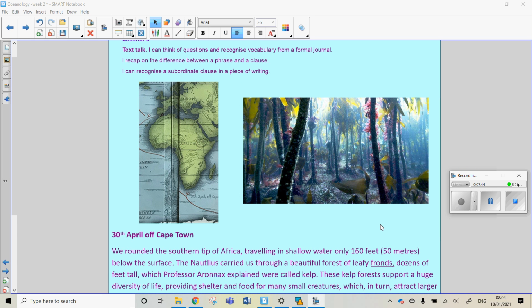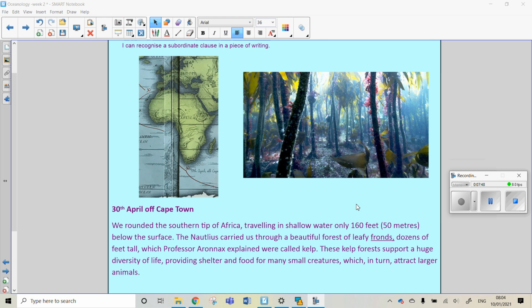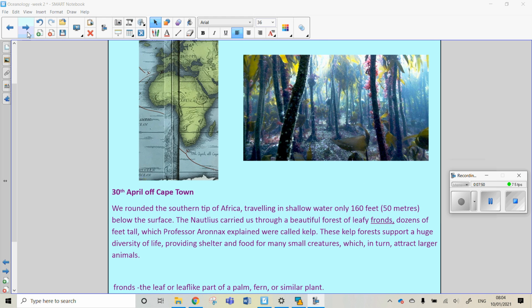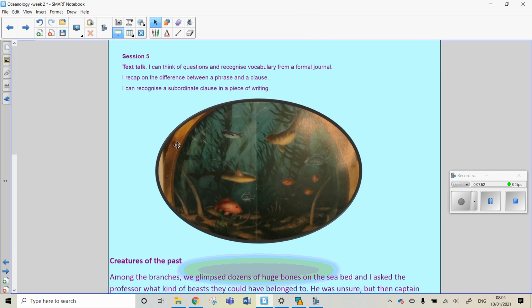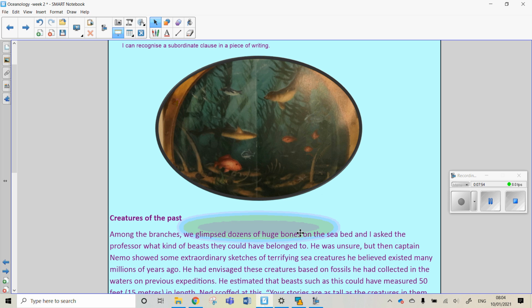Okay, I'm hoping that you've had a chance to look at that YouTube clip and you have a greater understanding of what a kelp forest might be like. Let's move on now to the next part of the formal journal. Creatures of the past.